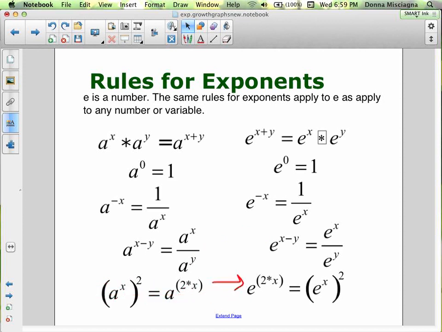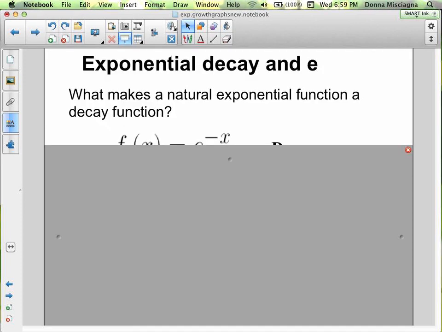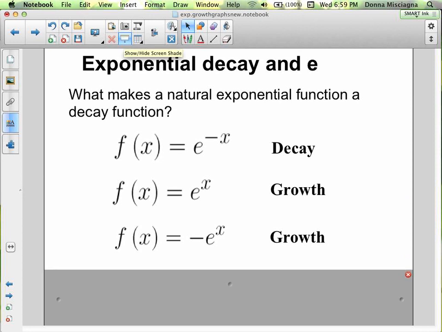All right, a little review for exponents there because that might come in handy as we look at working with e. One last thing, let's look at growth and decay for e. So I have some answers up here, and actually I'm going to hide the bottom slide. Maybe I was quick enough you didn't see the bottom. All right, so let's see if you can figure it out before I move the slide down. So what makes a natural exponential function a decay function?